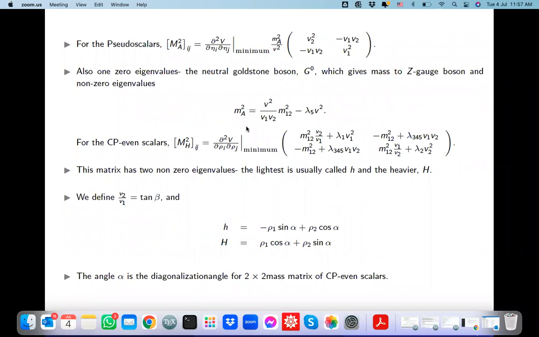Okay, so I was saying that M_A, the mass squared of the pseudoscalar, is quite close.